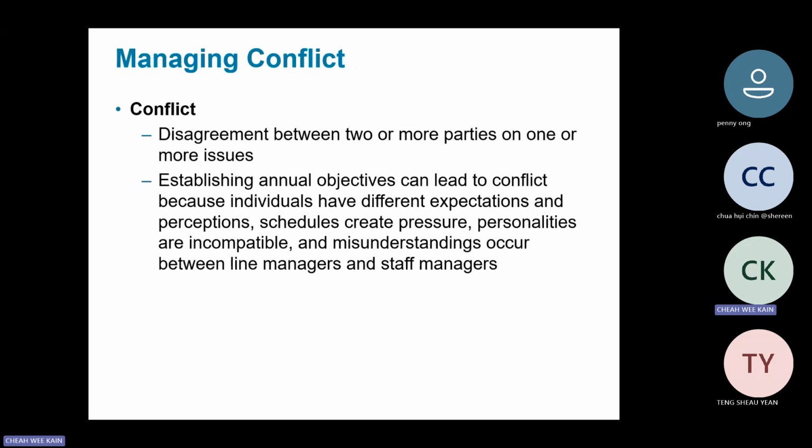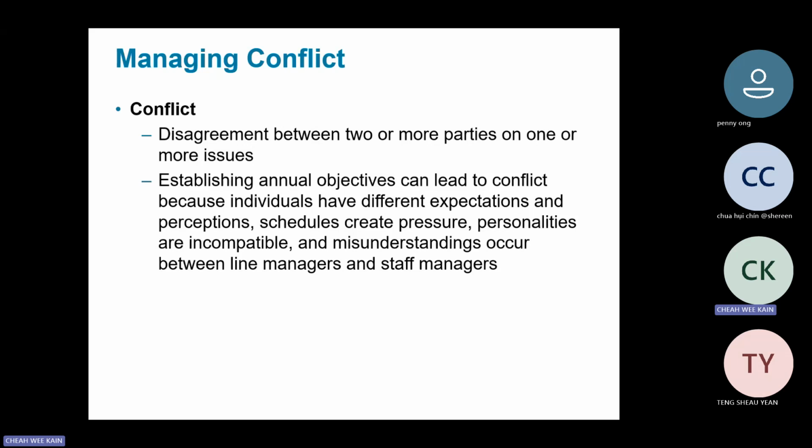Resource allocation conflict. Like I said, because of different KPIs, right? Purchasing buys cheap material, production goes and throws it away as scrap. Very simple. It happens quite often, because the purchasing KPI is not linked with the production KPI. So, disagreement between two or more parties.